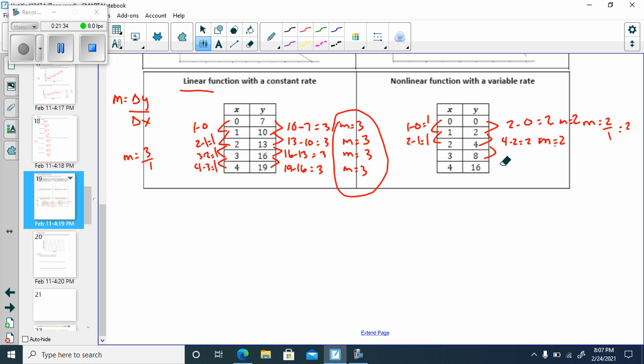Let's try this one. 8 minus 4, which is 4, over 3 minus 2, which is 1. That slope would be 4 over 1. And that's definitely not the same. Okay, I've got slope is 2, slope is 2, slope is 2, and then slope is 4. This one is not linear because the slopes are not the same for all of them.